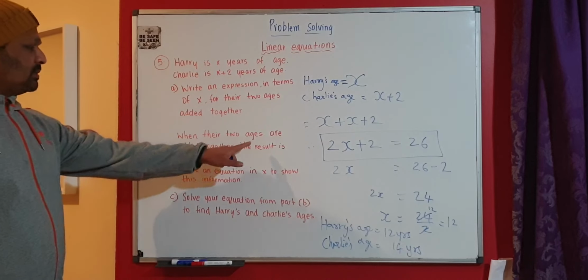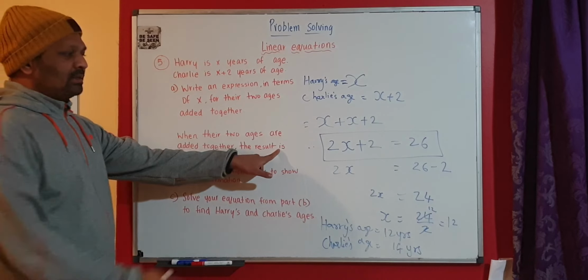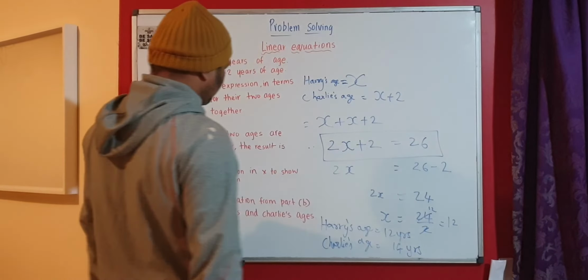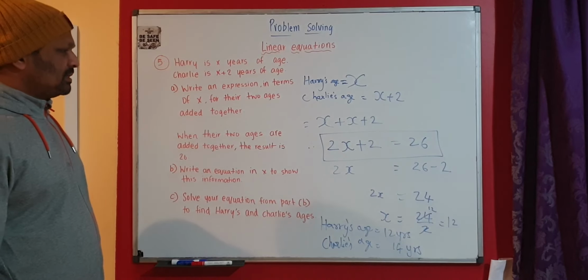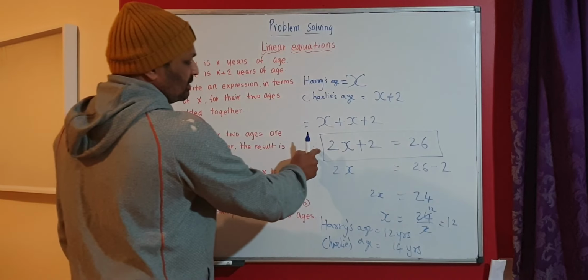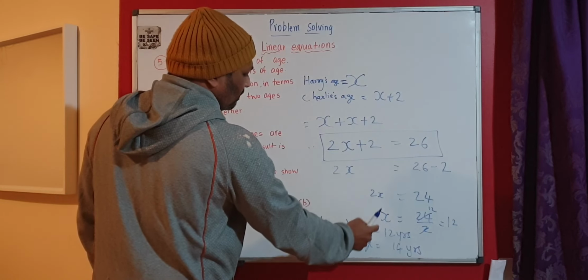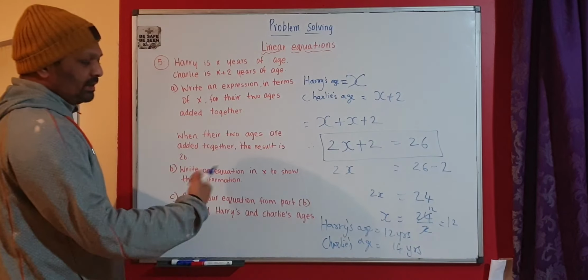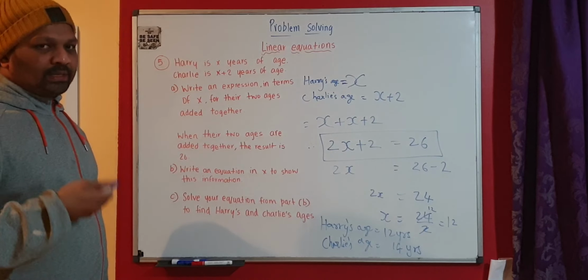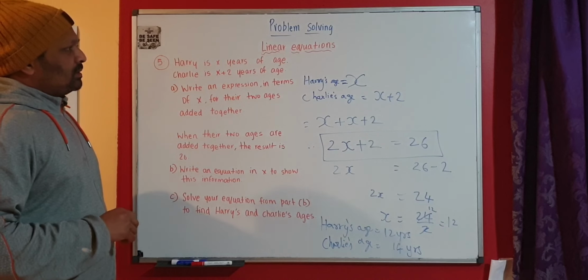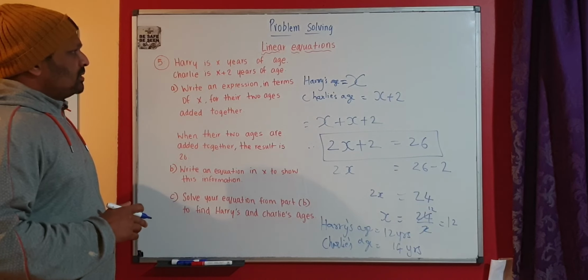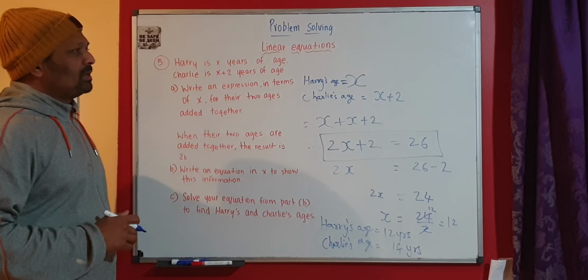Add it together: when the two ages are added, the result is equal to 26, I put here. Write an equation to show this information. So this is an equation. When I solved that equation, I got the value of x, which is Hari's age, and thereby Charlie's age is 2 years more, which is 14 years. Alright, let's pick up a few more sums and we'll continue problem solving linear equations.